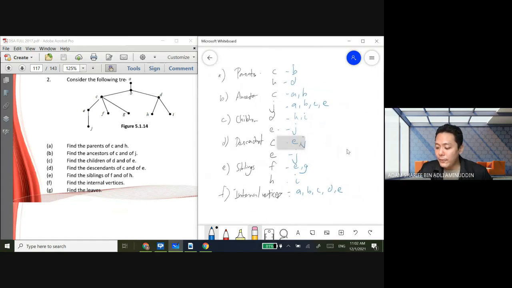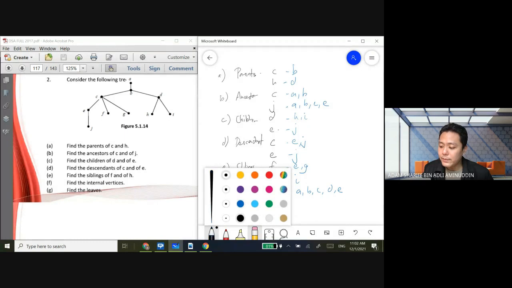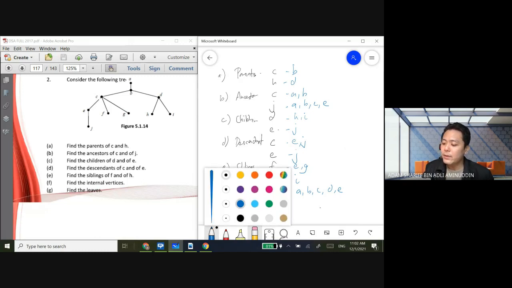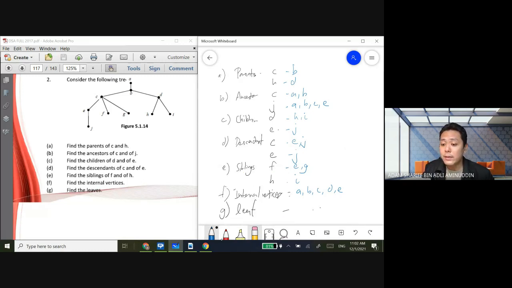Whereas the leaf, lastly is the leaf. Leaf is the vertices that don't have a children. Internal vertices is the vertices that have children. So leaf hanyalah J.